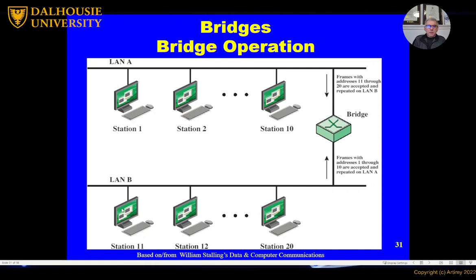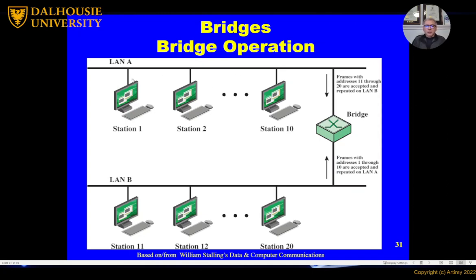Same thing, station 11 wants to reply to station 1, so it sends the frame, the bridge reads it and passes it to the other side, right? So the bridge in its simpler function, it will just look at the frame coming from one LAN, it passes it to the other LAN.